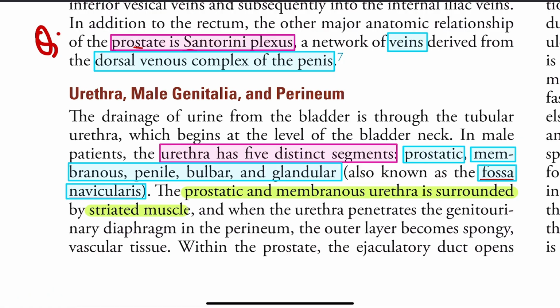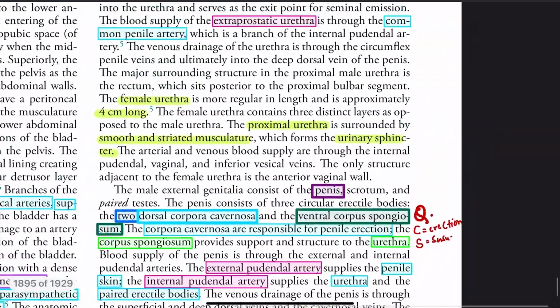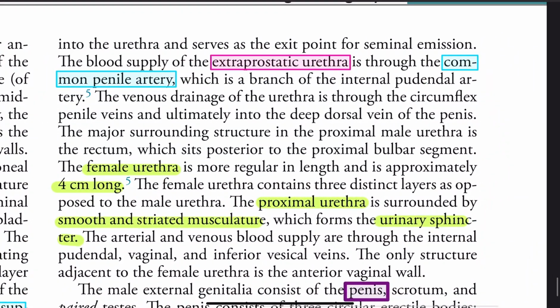The urethra has 5 distinct segments: prostatic, membranous, penile, bulbar, and glandular. The glandular is also known as the fossa navicularis. Then the prostatic and membranous urethra is surrounded by striated muscle. So remember this point. Next, the extra-prostatic urethra is supplied by the common penile artery.